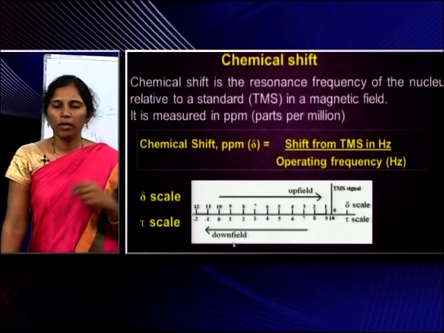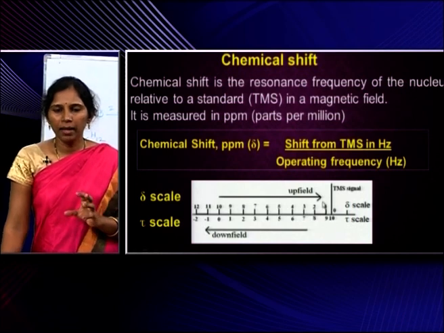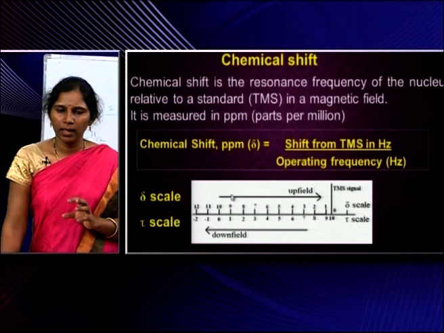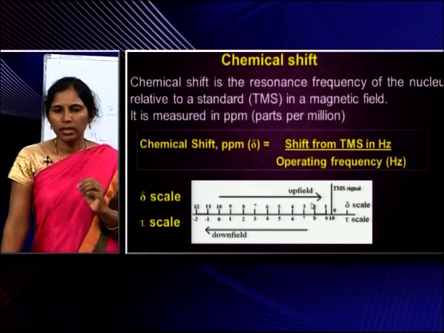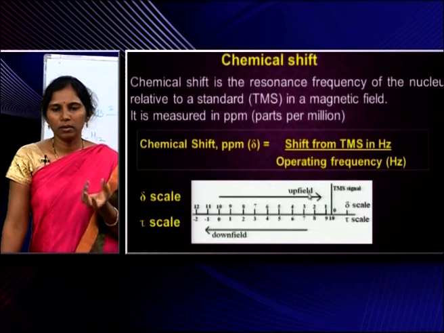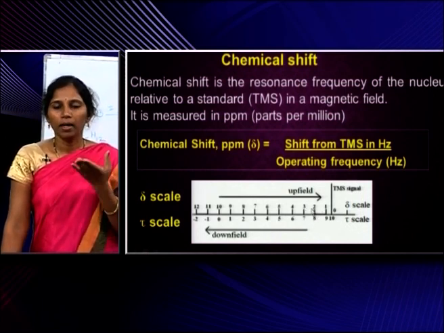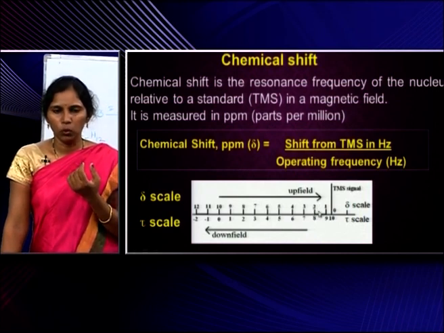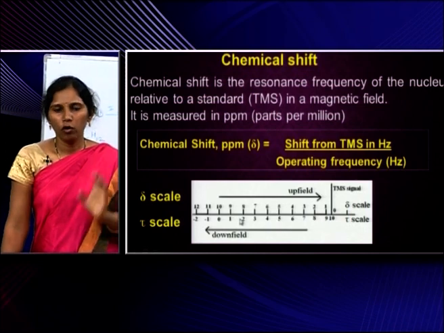Let us assume we got two peaks in an NMR spectrum on delta scale. A peak was observed at 2 and another peak at 9. Then we say that the peak at 2 is due to upfield protons, because it is in the upfield region that we got the peak at 2, and the peak at 9 is said to be in the downfield region.